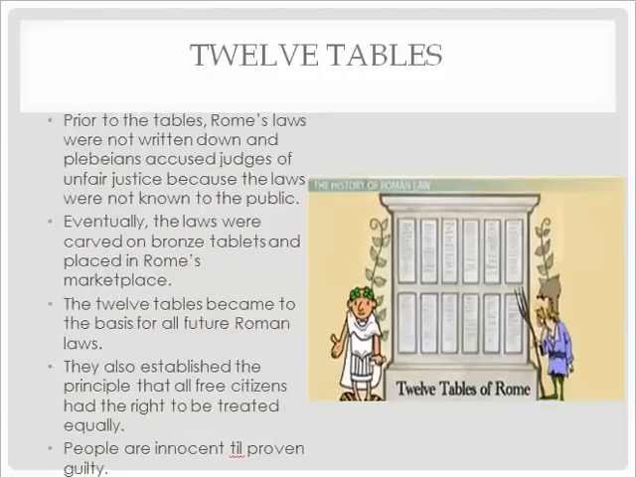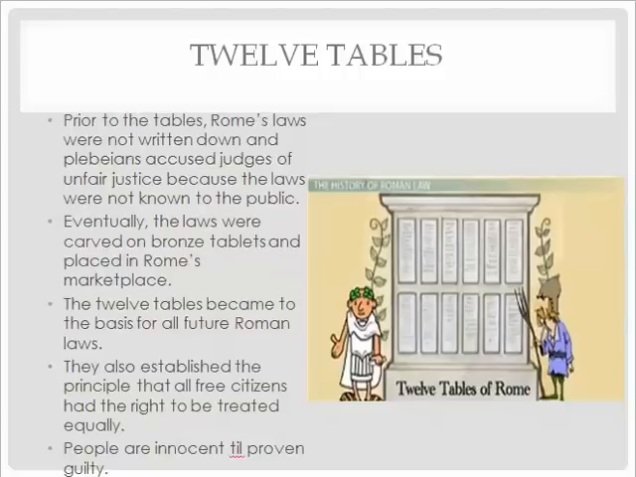So the plebeians said, look, we need something to be more favorable and fair. So eventually the laws were carved on bronze tablets and placed in Rome's marketplace. So in the most crowded part of Rome, where everybody goes and everyone can be, they put up what's called the 12 tables, which were 12 bronze tablets of Roman laws that apply to everyone. So everybody knew their rights. The 12 tables became the basis of all future Roman laws. They also established the principle that all free citizens had the right to be treated equally.